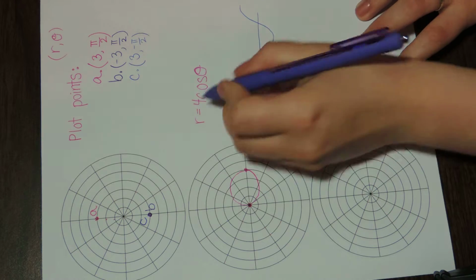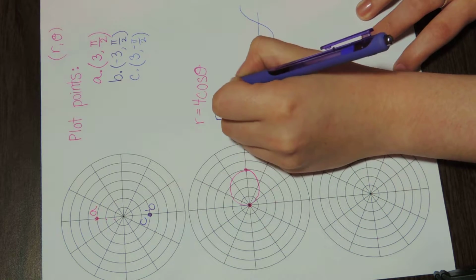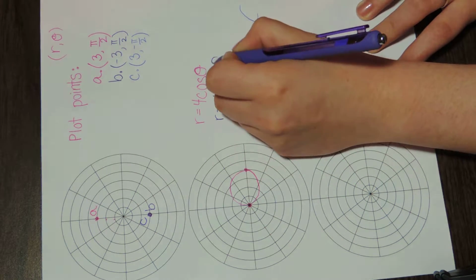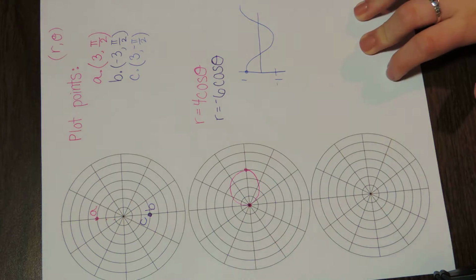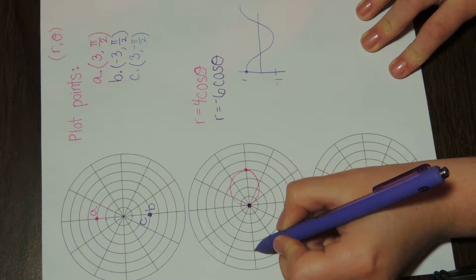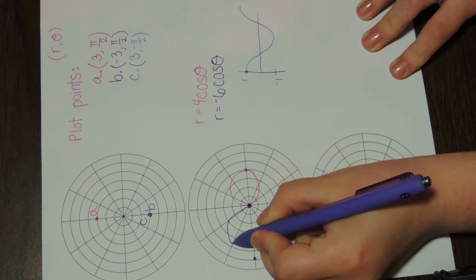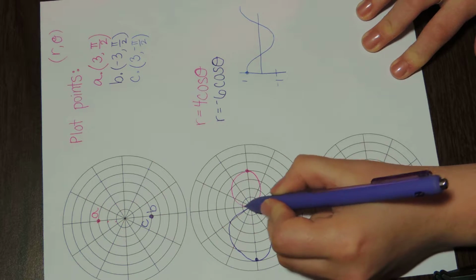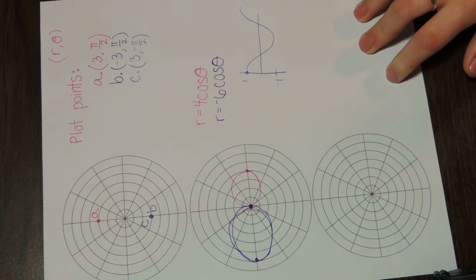Now, what if it was negative? Let's say we had r equals -6 cosine theta. That means it would go in the other direction, but again, it would still be horizontal. So we start at the pole, we go out 1, 2, 3, 4, 5, 6, and we make our circle, and that is our second graph.